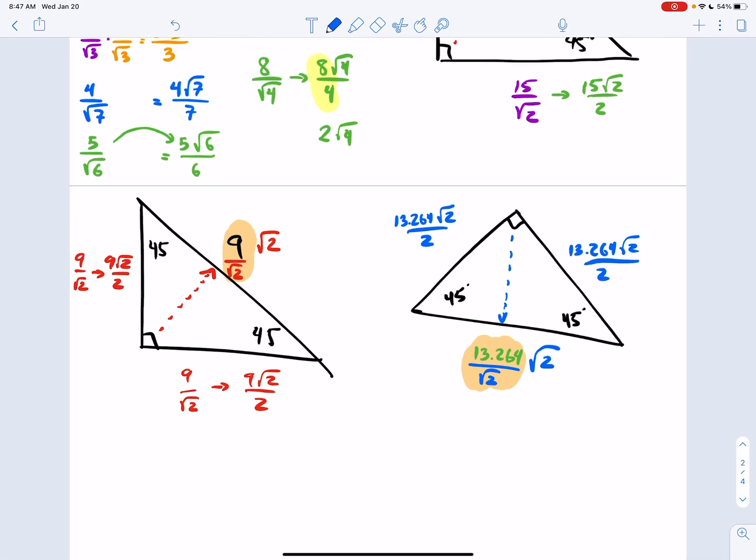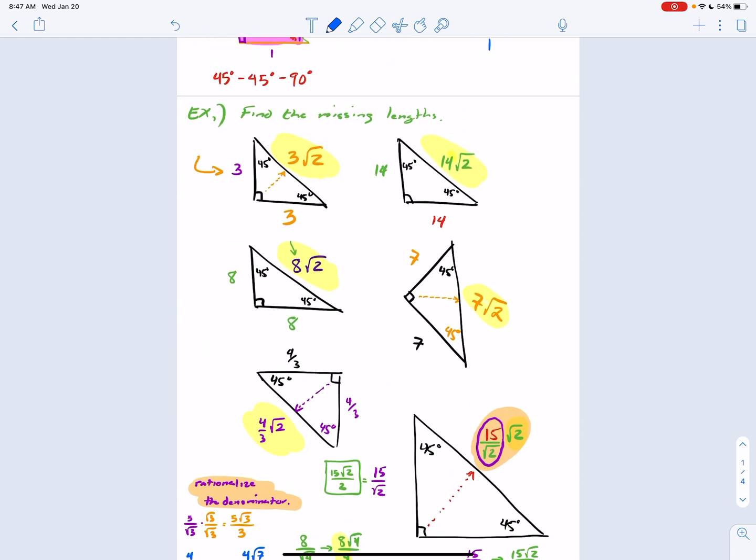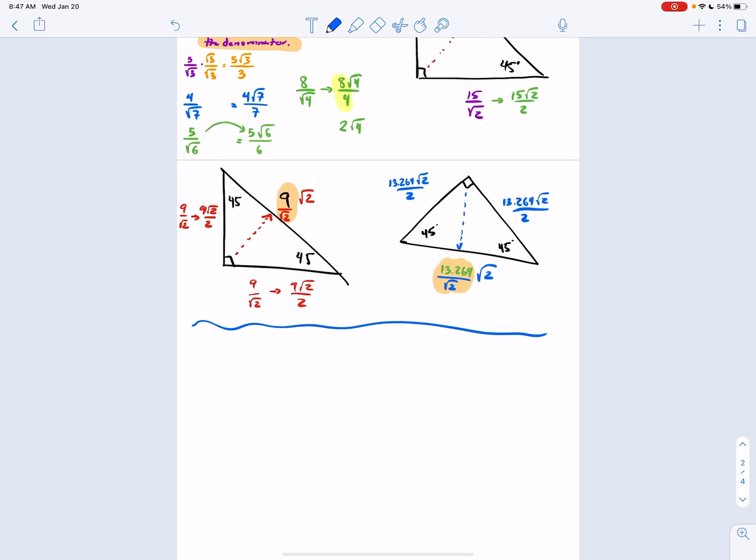Okay? That's the only time it gets a little bit weird. But other than that, by observation or by inspection, it's really easy. Okay? Hopefully you agree. Okay, so that's the cool thing about 45, 45, 90 triangles. They always behave in that same way.